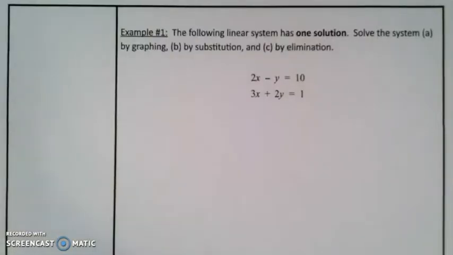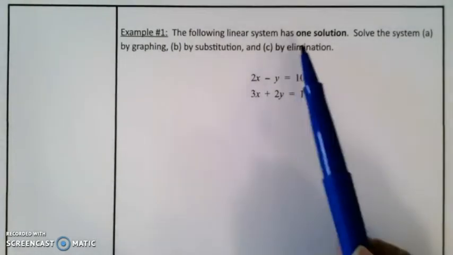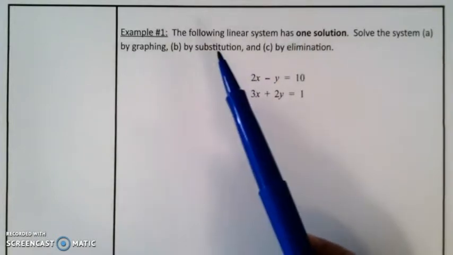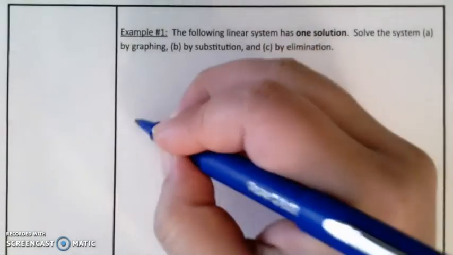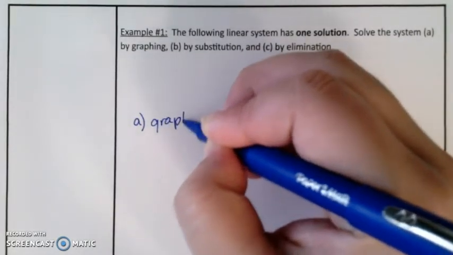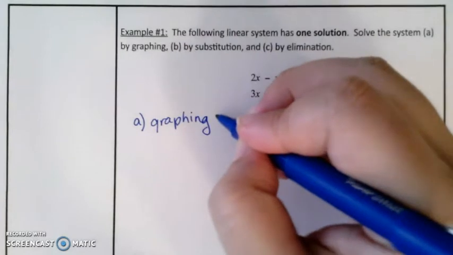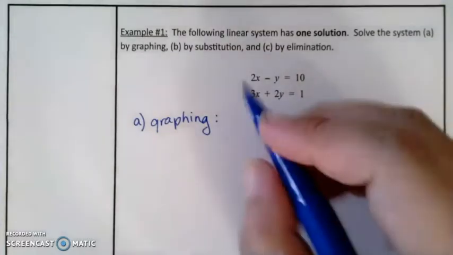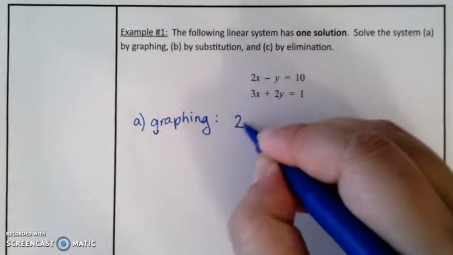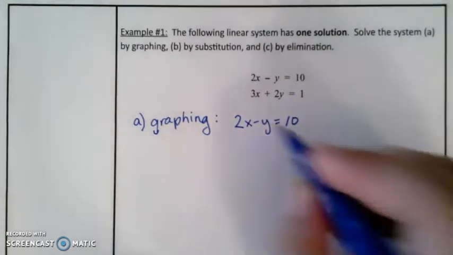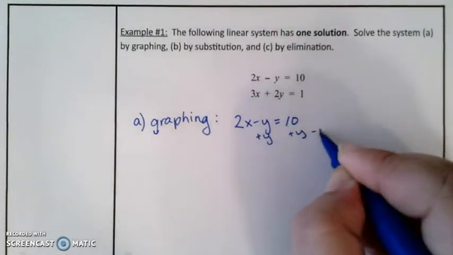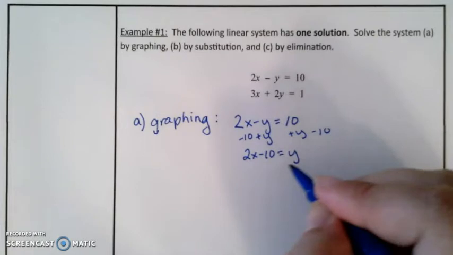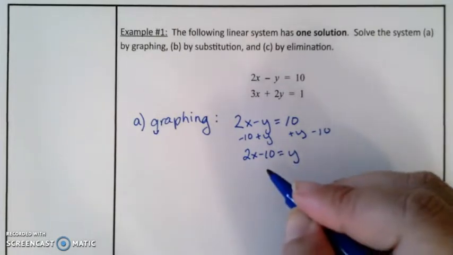In example 1, it gives us that the system has one solution, and we want to solve the system by graphing, substitution, and elimination. So part A, graphing. For that, we can use our calculator. But in order to use the calculator, we have to solve for y, or f of x. So we get 2x minus y equals 10. Add y to both sides, subtract 10 from both sides. 2x minus 10 equals y. So now that's something I can type into my calculator, y equals 2x minus 10.